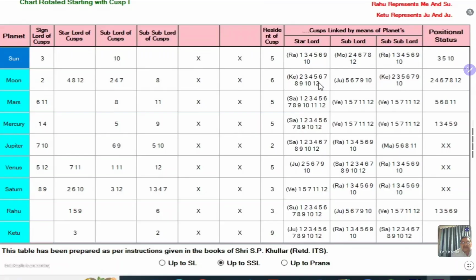Moon is in the star of Ketu. Ketu is in Jupiter. What will I do? We will write the significations of Ketu. What are the significations of Ketu? 2, 3 and 9. Okay. And Jupiter, what are the significations of Jupiter? Jupiter's significations are 2, 5, 6, 7, 9 and 10. Am I right?